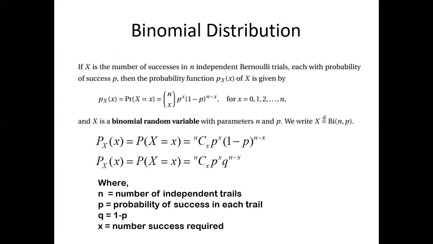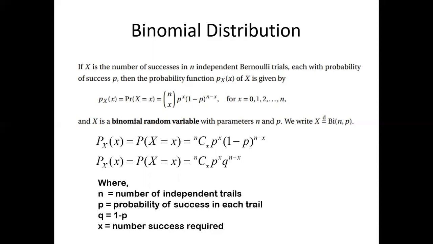Now, we'll see what the binomial distribution is. Let capital X be the number of successes in independent Bernoulli trials, where the total number of trials is n. Each trial has probability of success p. Then the probability distribution function P of X is given by P of X equals nCx p power x into 1 minus p whole power n minus x, for x equals 0, 1, 2, 3, and so on up to n. If p is the probability of success, then 1 minus p equals q is the probability of failure.